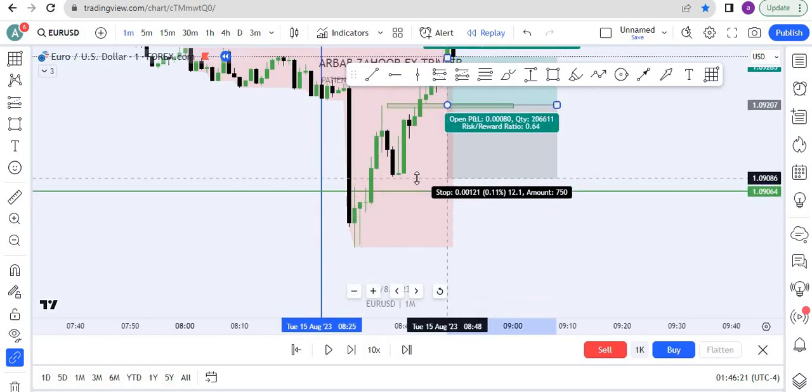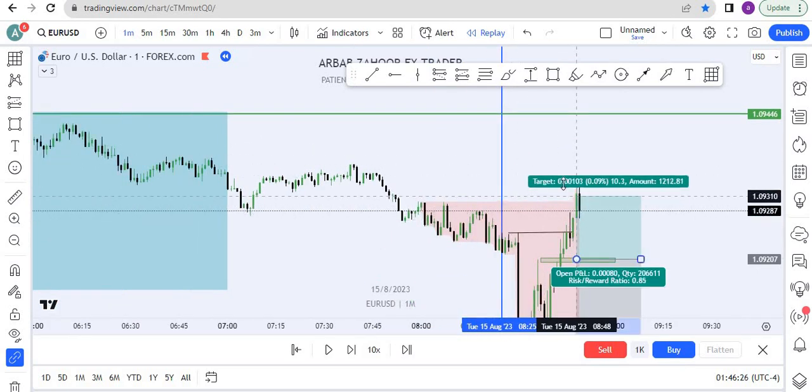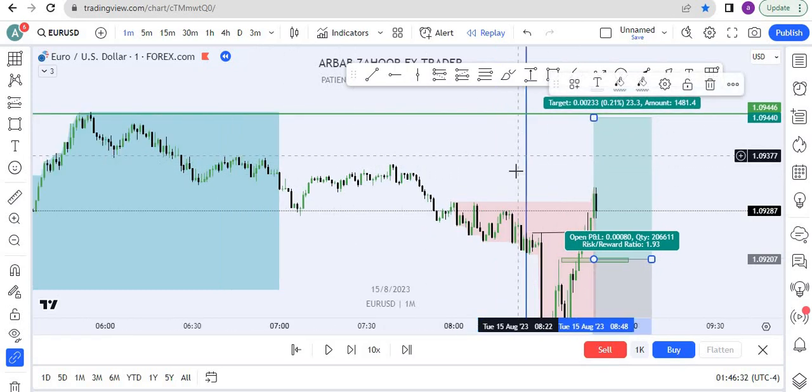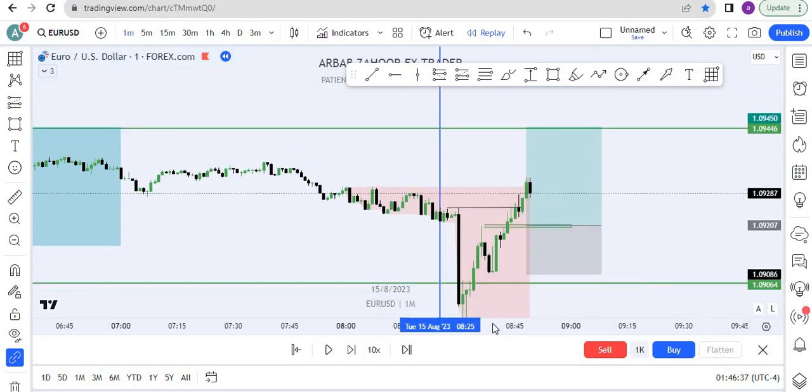I put here the opposite side liquidity, these are equal lows, and second here, the high of the day. So let's see how the price plays out.